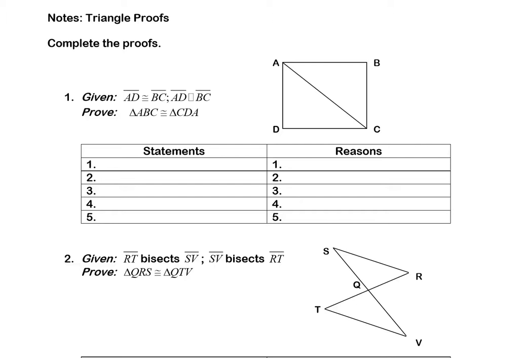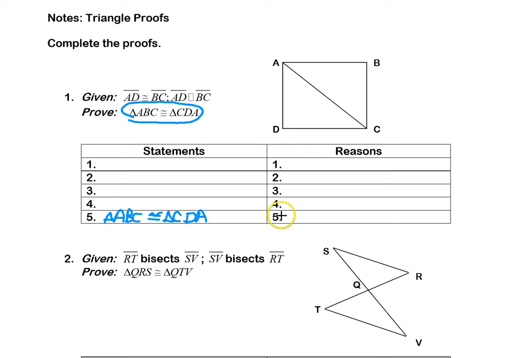All right, now we're going to look at our very first two column proofs here with triangle congruence. So they're going to start giving you some stuff, and they're going to have a picture for you, and they're going to say, prove these two triangles congruent. Your very last step in proofs is always the thing that you're proving. So I already know that I want to end up with triangle ABC is congruent to triangle CDA.